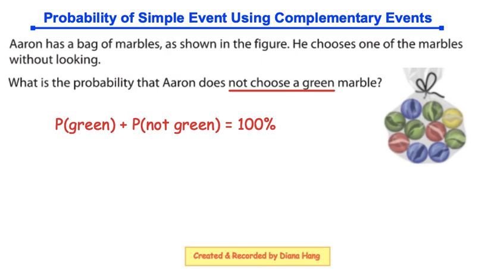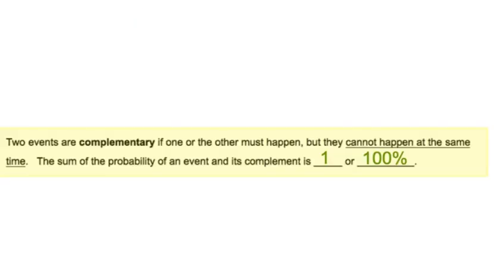Here's another quick video tutorial trying to teach you how to find the probability of simple events using complementary events. Let's quickly review what a complementary event is. Two events are complementary if one or the other must happen, but they cannot happen at the same time. The sum of the probability of an event and its complement is 1 or 100%.